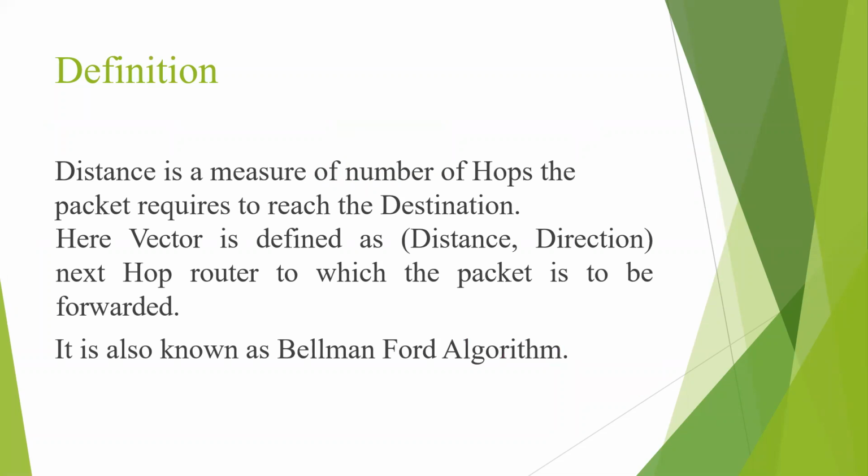First of all, what is distance and direction? Distance is a measure of the number of hops the packet requires to reach the destination. It means the amount of data required in the packet to transfer from the starting point to the destination, or from source to sink. Here, a vector is defined as distance comma direction. We also know that a vector has both magnitude and direction.